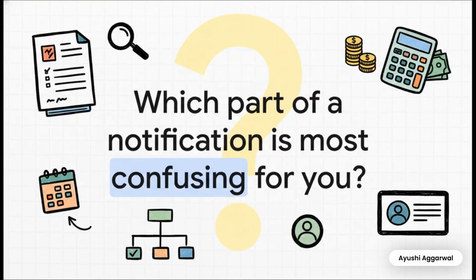Today, we really broke down some of the most important parts of a notification, like eligibility, salary, those tricky allowances, and the application process. Now I want to hear from you. Tell me in the comments which part of an official notification do you personally find the most confusing.